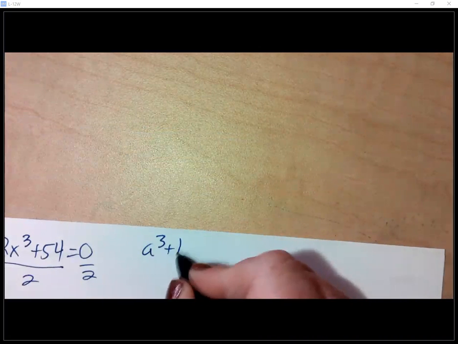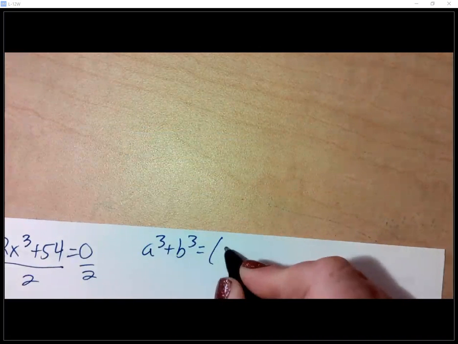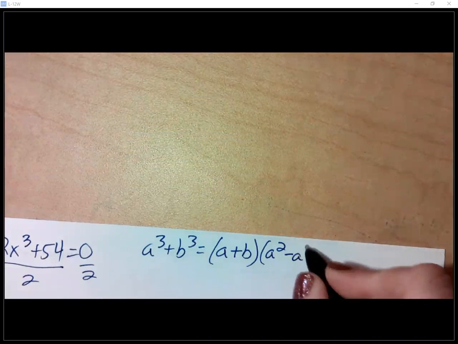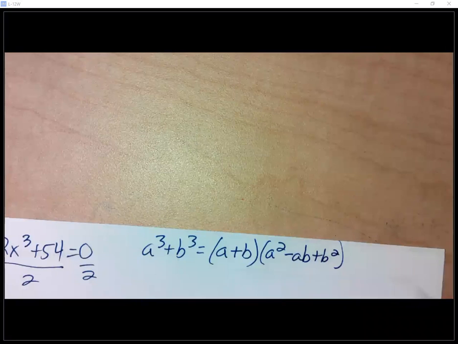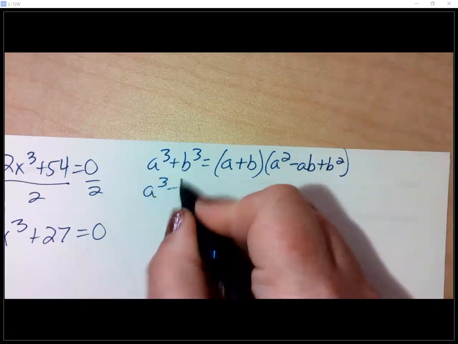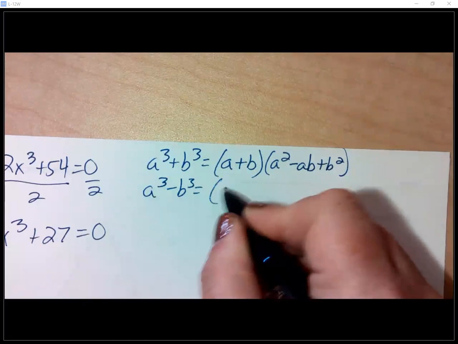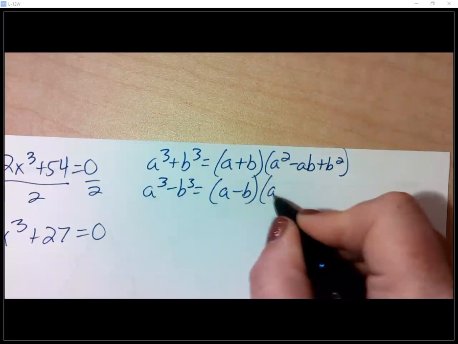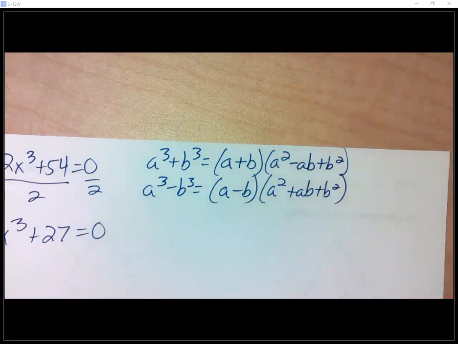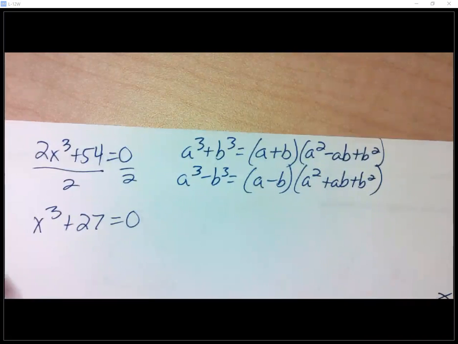If you have the sum of 2 cubes, it looked like this: a plus b, and then a squared minus a times b plus b squared. That was the sum formula. And then there was a difference formula. So if you have the difference of 2 cubes, it's the same thing, the signs just change a little bit. There they are. Okay, so according to this particular problem, this is a sum, so I'm going to use the sum formula.